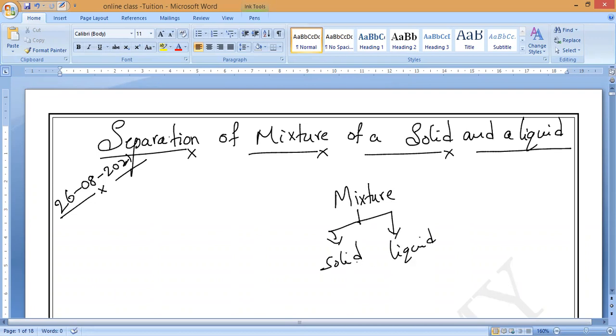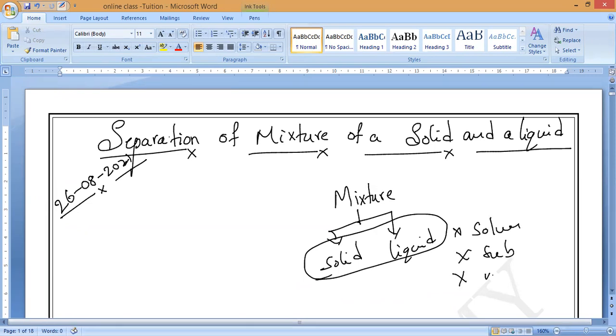Now, is it possible to separate the solid liquid mixture by using the same three processes? Please tell me. No, sir, we cannot separate it. By using solvent, we cannot separate. By using sublimation, we cannot separate. By using a magnet also, we cannot separate. So these three processes are not possible to separate a solid liquid mixture.